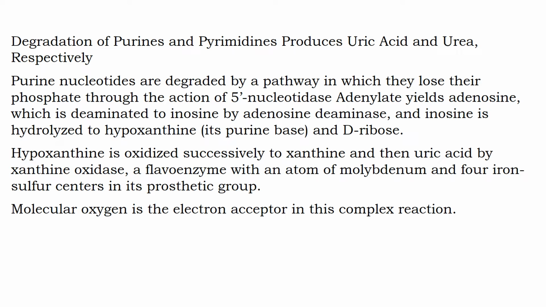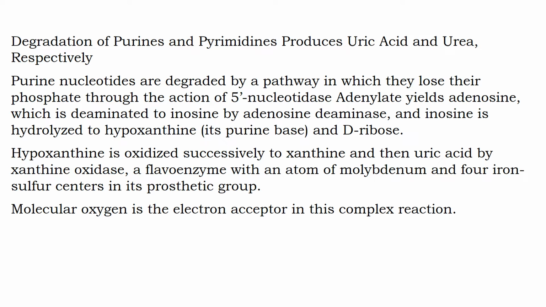We know that we have purines and pyrimidines. So the degradation of either purines or pyrimidines will give out urea and uric acid. For example, these purines will give uric acid, whereas these pyrimidines will give urea. Now, the purine nucleotides are degraded by a pathway in which they lose their phosphate through a reaction of nucleotidase.